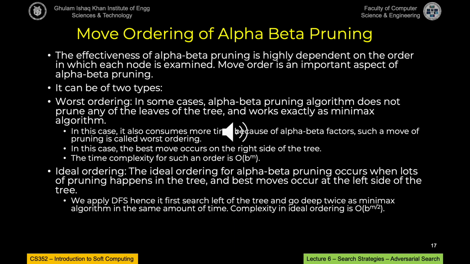If you go to the time complexity, you can notice that even if it is ideal ordering or even if it is worst ordering, it is still big O of b to the power m. Hence the complexity will not change, but yes, the number of computations might be decreased significantly by the order of 2 at least.